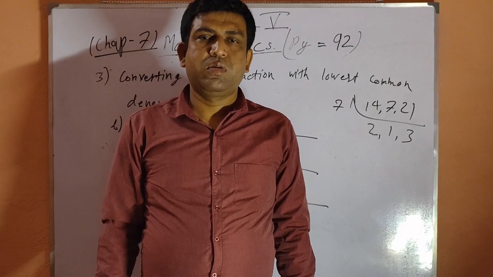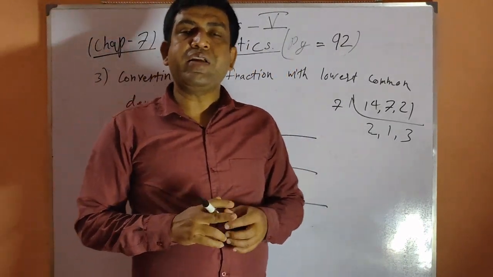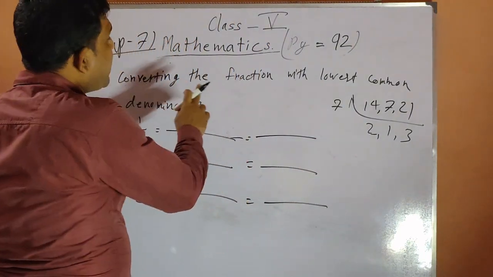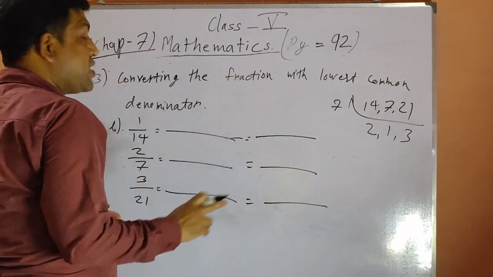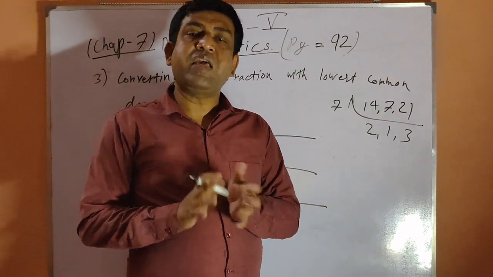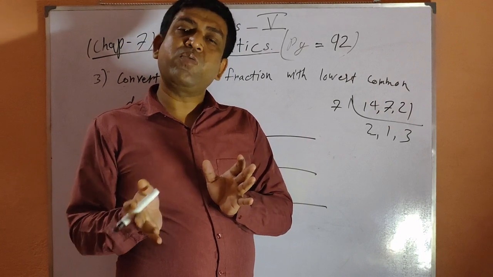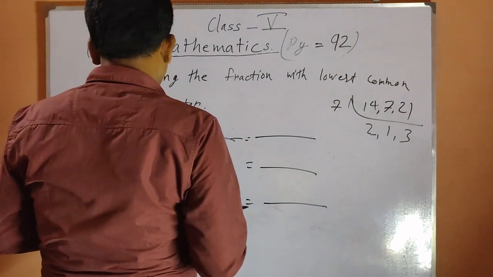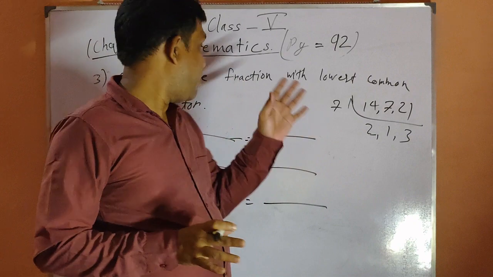Okay. After 86, now we are doing page number 92. From page number 92, there is a question: converting the fractions with lowest common denominators. Here question number A and question number B are the same. If you understood question number B, then you can do question number A also. From the denominators, you have to find the LCM of all the denominators.